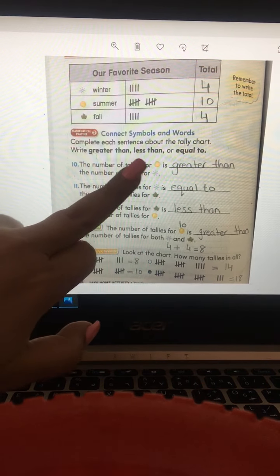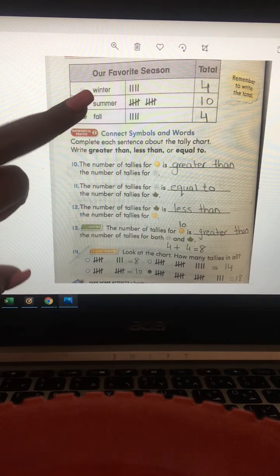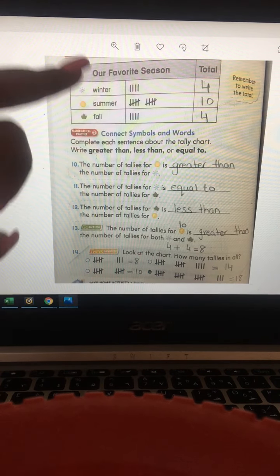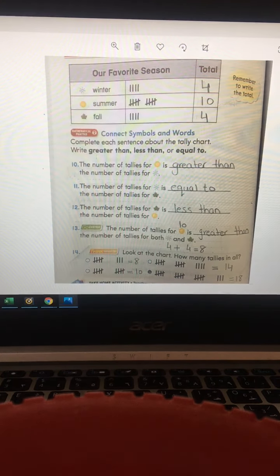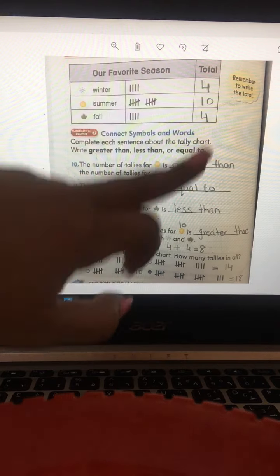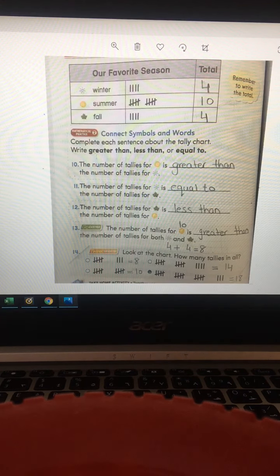So the number of tallies for summer is greater than the number of tallies for winter. Why? Because 10 is bigger or greater than the number 4. So we are going to use the words greater than, because 10 is greater than 4. Let's move on to question number 11.